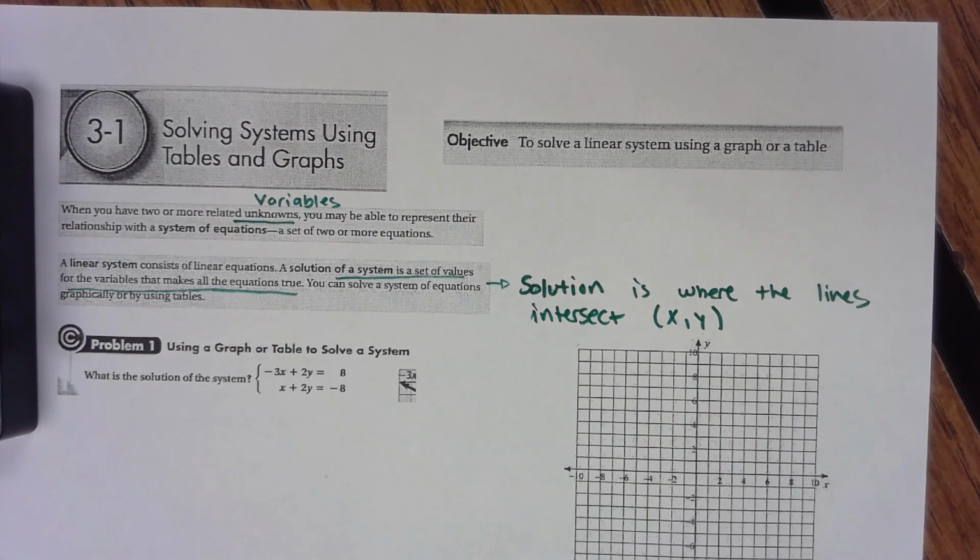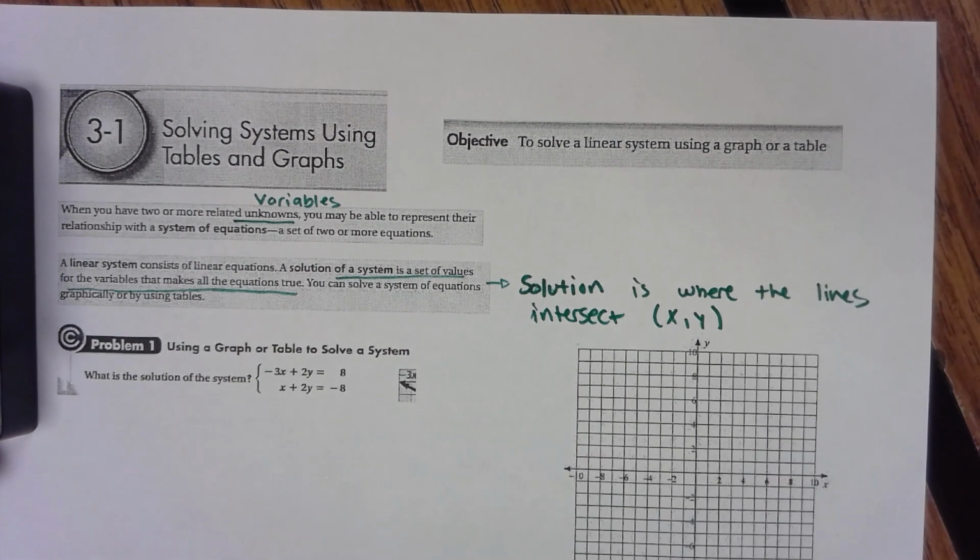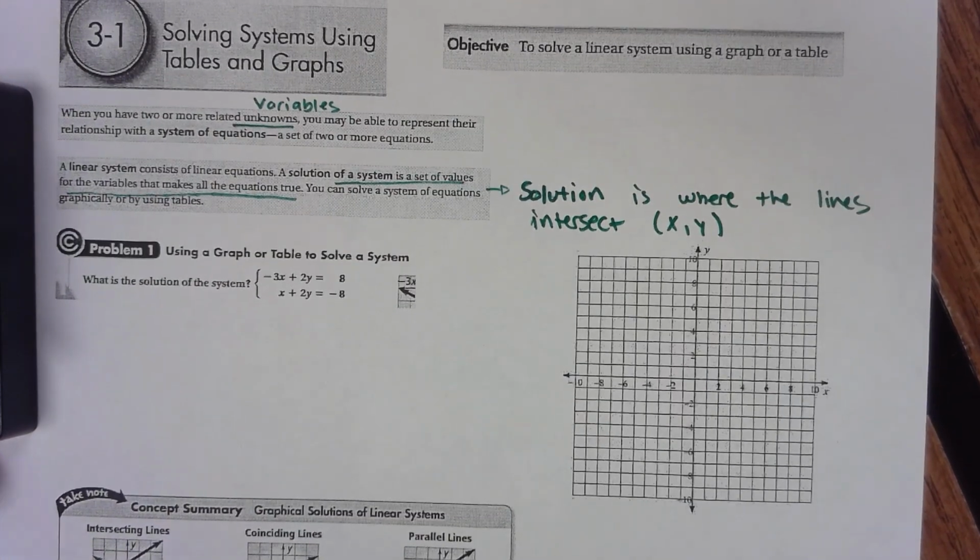Now, if we're working with a word problem, then it may not make sense to write it as an ordered pair or an x comma y. But for the most part, especially today as we graph them, we're just going to simply be looking, where do these lines intersect? And so we're going to actually just start with that.